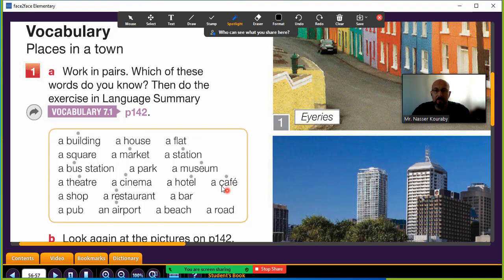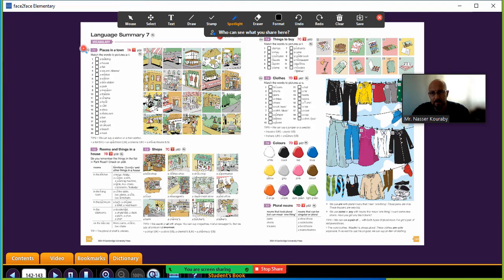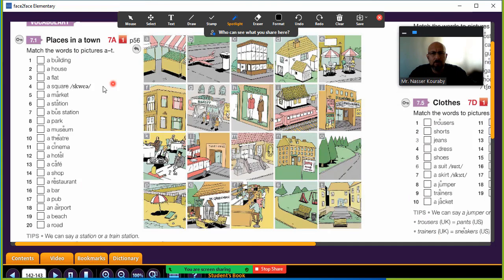So, let's go to page 142. And exercise, we have 7A here. Okay, so what we will do now, you will match all these words to the pictures here. For example, number one, a building. Where is a building here? So it might be C.